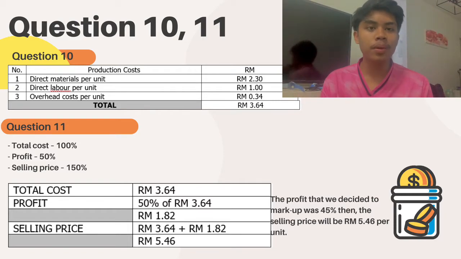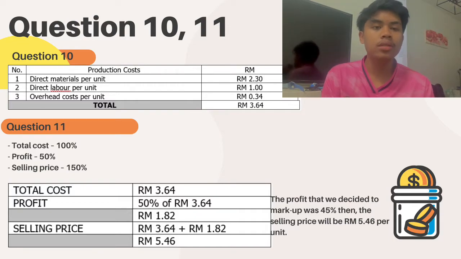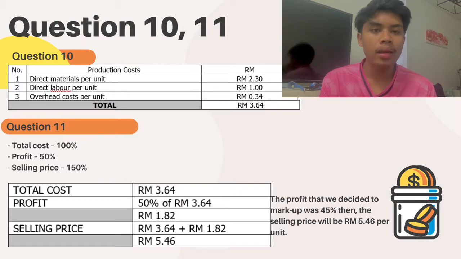Next, I will explain about question 10 and 11. Question 10 is calculation for production cost. So in production cost, it has direct materials per unit that cost is RM2.30. For the direct labor per unit, the cost goes around RM1. And lastly, overhead cost per unit, which is 34 cents.